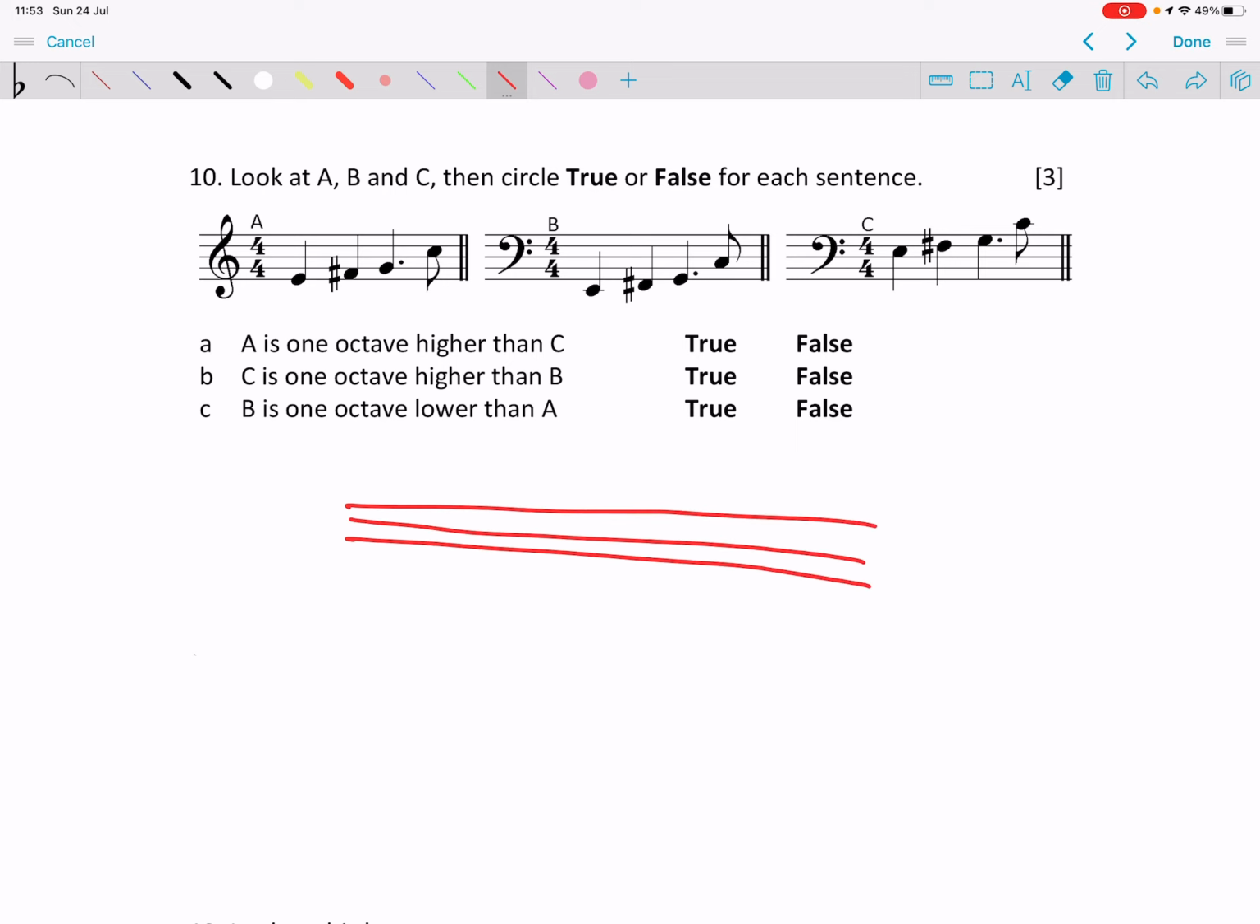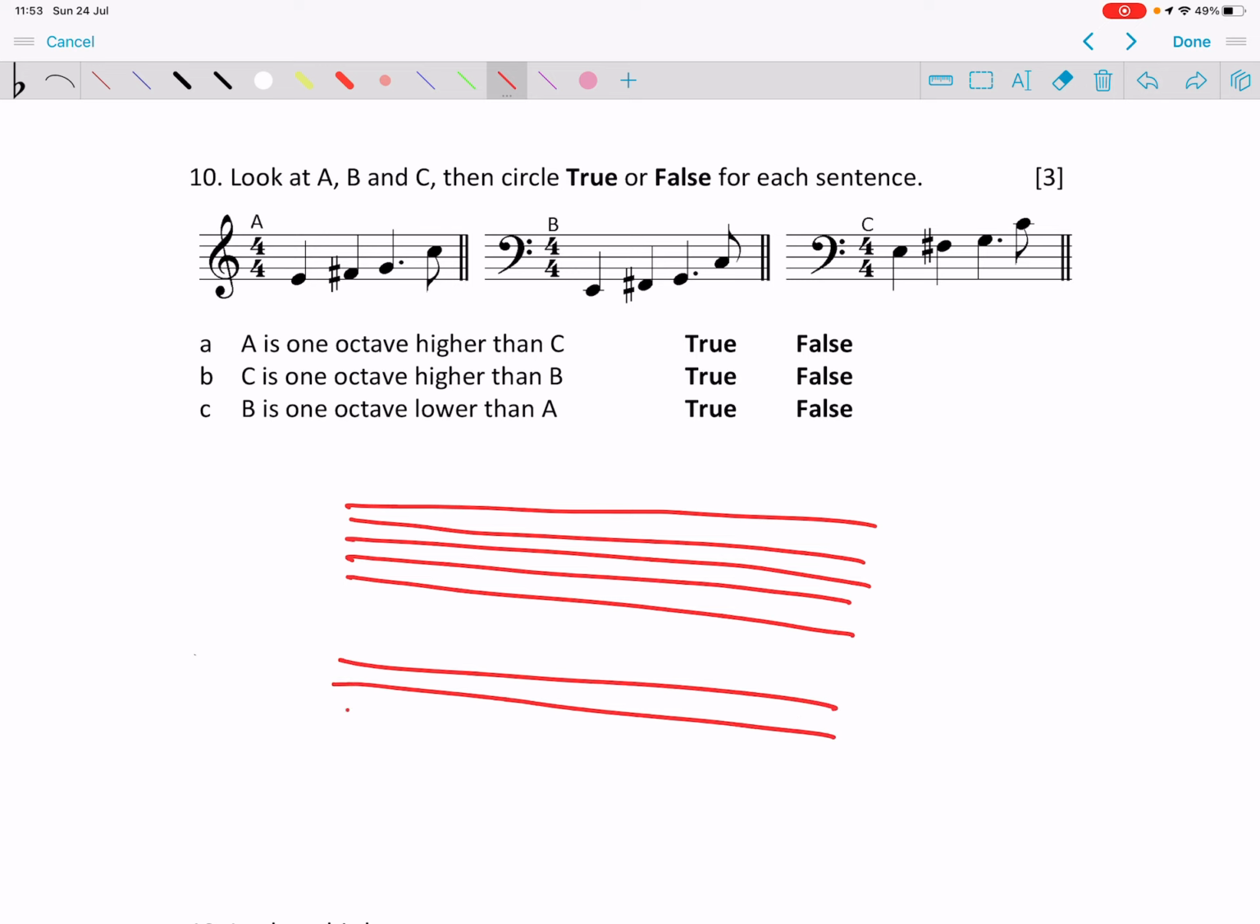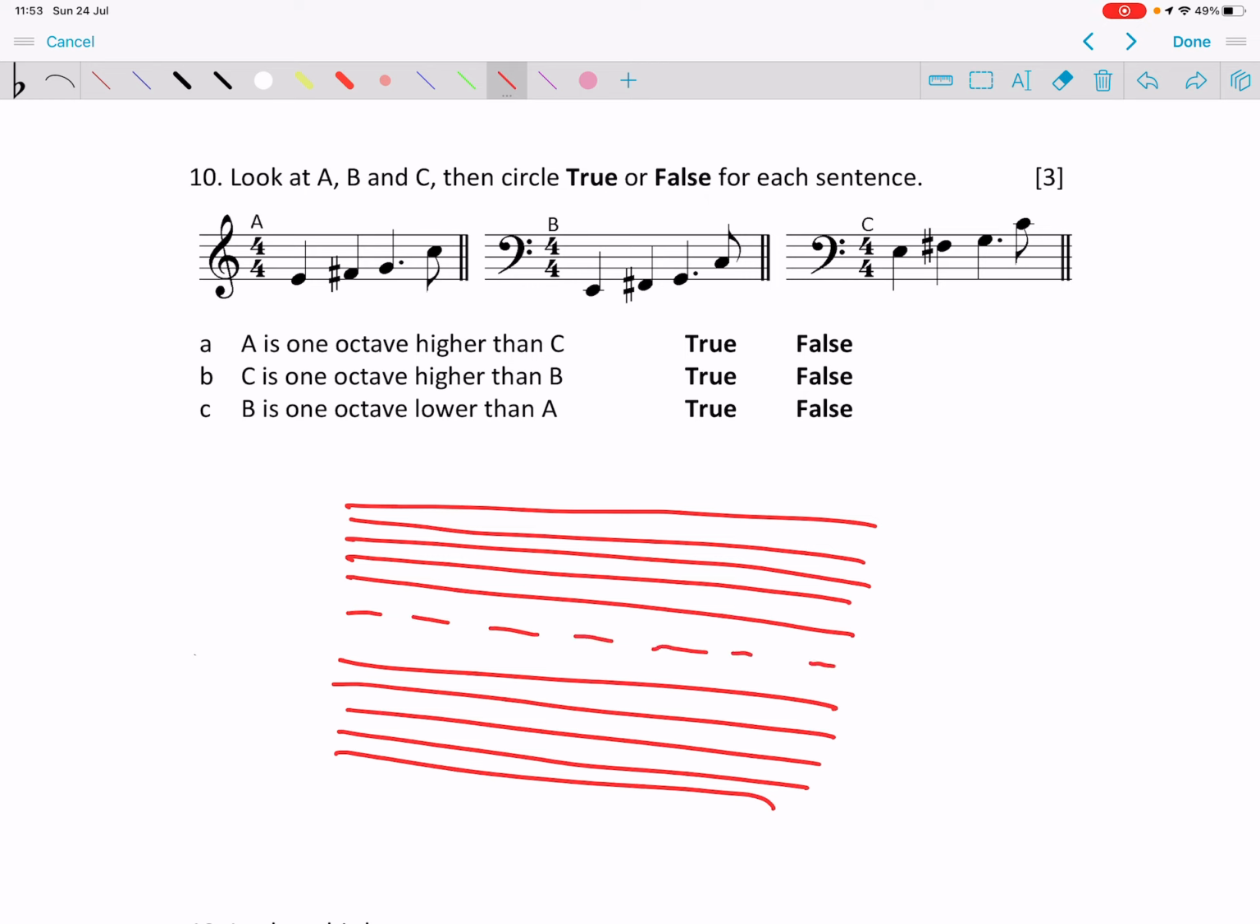grand stave. So we're going to draw 5 lines and then leave a gap, and then we're going to draw 5 lines and then we're going to put our dotted line in the middle, and that's our treble, and that is our bass, and that is our C, our middle C line.